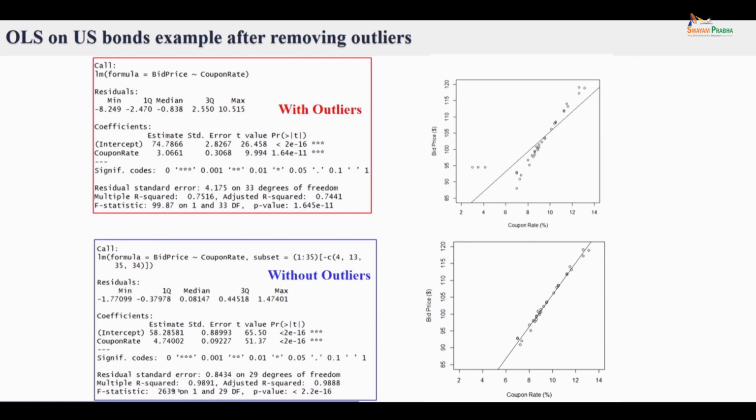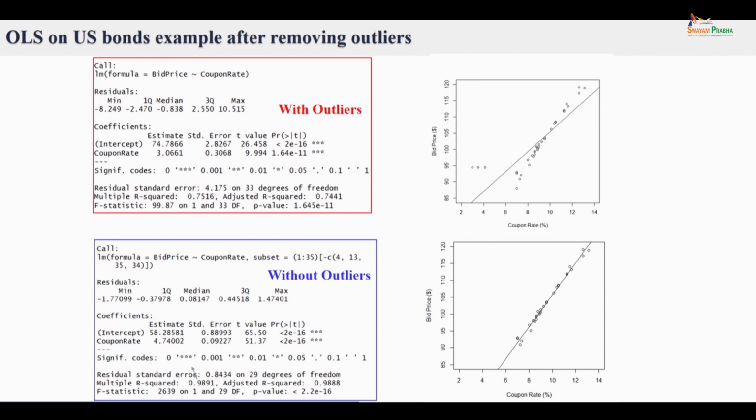You can see that the R squared value has gone up to 0.99 from 0.75. Again, the test on the intercept and the coupon rate or slope shows that they are significant, and therefore you shouldn't assume that they are close to 0. It also shows that the F statistic has a low p value, which means you reject the null hypothesis that a reduced model is adequate, which means the linear model with the slope parameter is a much better fit.